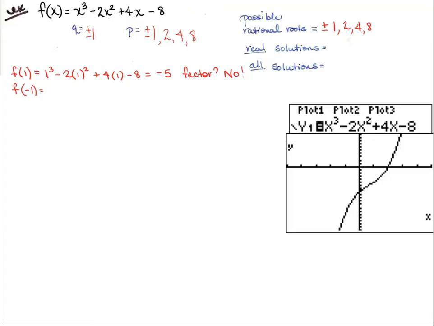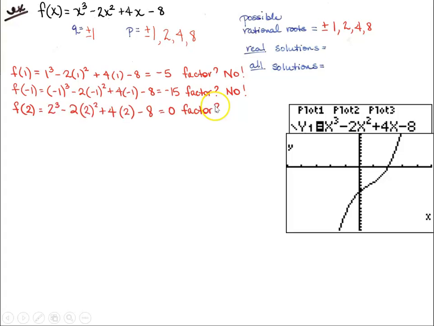All right. So I typically start off by plugging in 1 and plugging in -1 and plugging in 2 and plugging in -2, right? So I plug in 1 and I get an answer of -5. So what does that mean? Is it a factor? No. All right, then I try plugging in -1 and I get -15. Is it a factor? No. Then I plug in 2 and I get 0. Is it a factor? Yes, because when you get a remainder of 0, it is a factor.